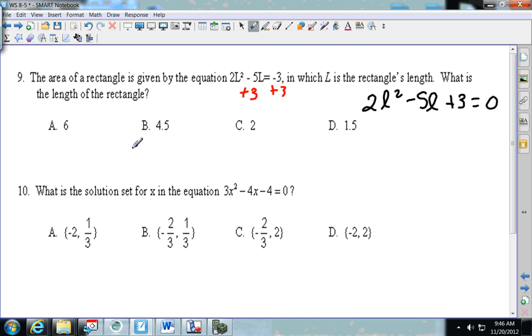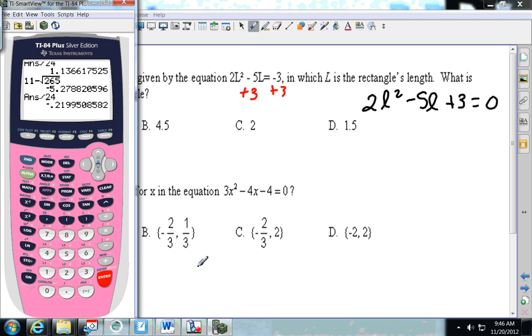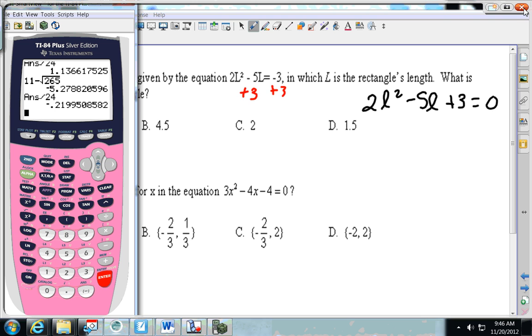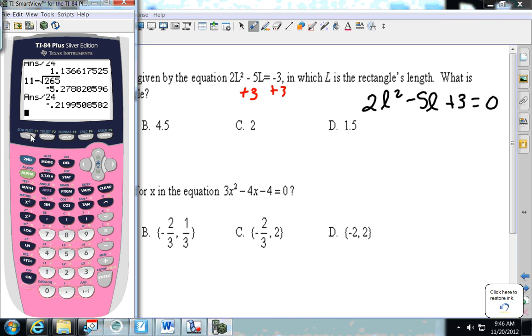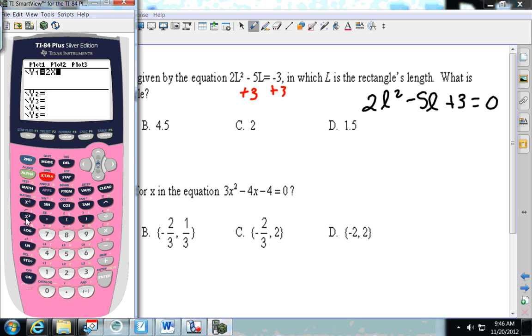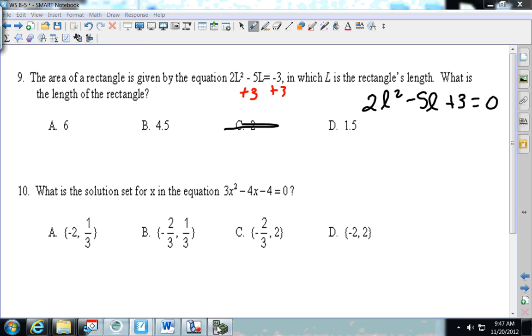The easiest way to do this, because it gives you these answers, is to go with the calculator, go to y equals, and I'm going to put in there 2x squared minus 5x plus 3. And let's find the solutions. Well, one of them right here says, is one of the solutions 2? So I'm going to find out if it says 2, 0. It says 2, 1. So 2 is not the right solution.